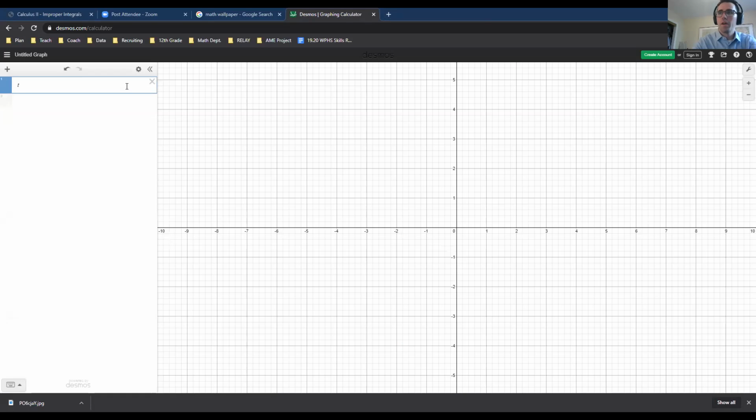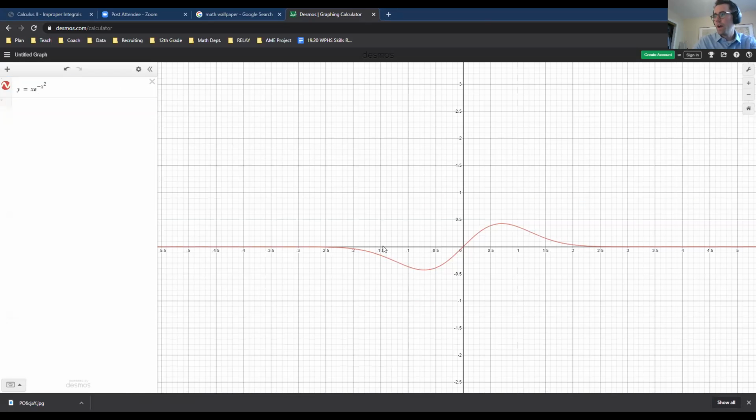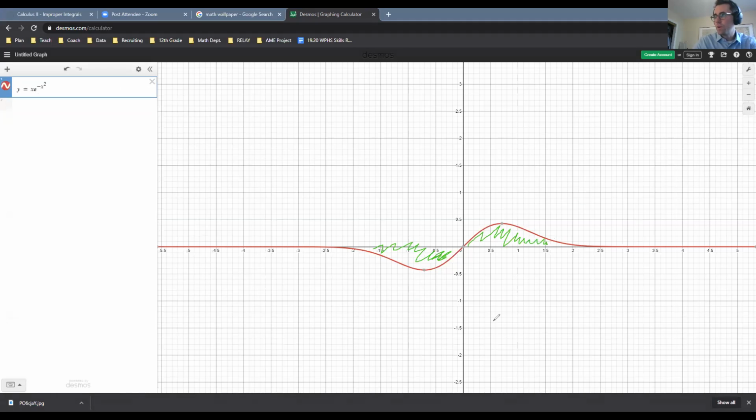All right, coming to Desmos, y equals x e raised to the negative x raised to the 2. Interesting. If we look at our graph here, we had negative 1/2 over here on the left. Let's get the annotation pen out. We had negative 1/2 over here, and we had positive 1/2 over here that we saw in our notes. So if we add negative 1/2 plus 1/2, we get 0. Makes sense because this area and this area will cancel out.